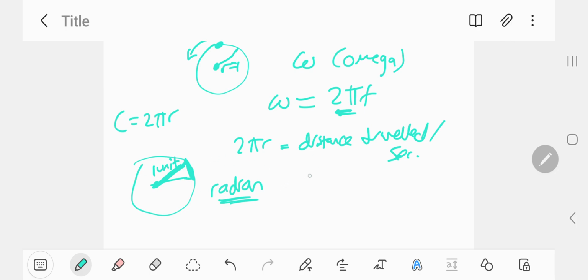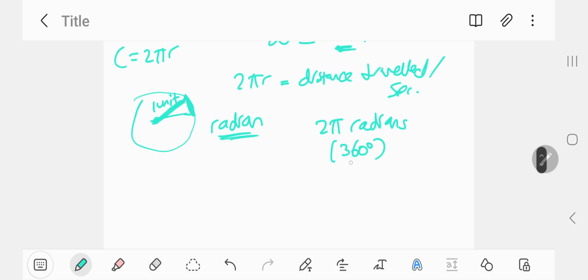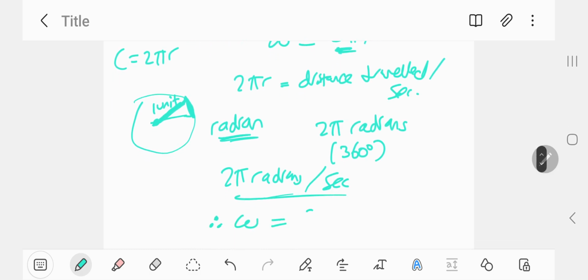That's a radian. So we're going to take one full revolution around the circle to be 2 pi radians, right? 2 pi radians is equivalent to 360 degrees. Now, if a point completes one full revolution per second, it moves through an angle of 2 pi radians, 2 pi radians per second, right? So therefore, angular frequency, omega, is just 2 pi radians in 1 second.